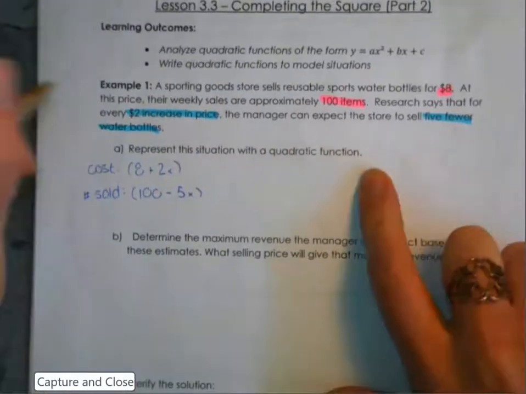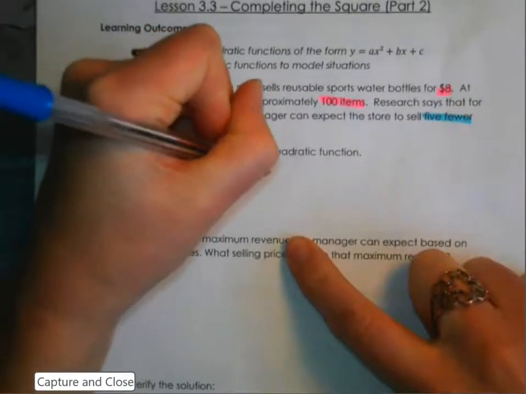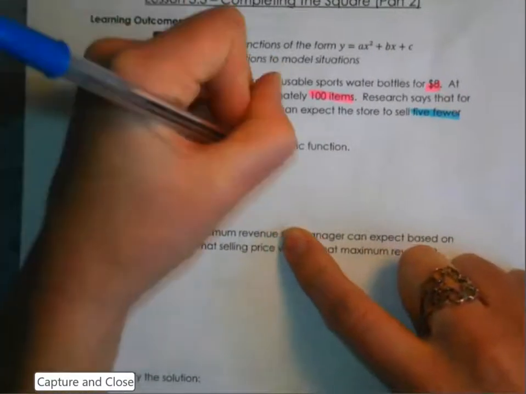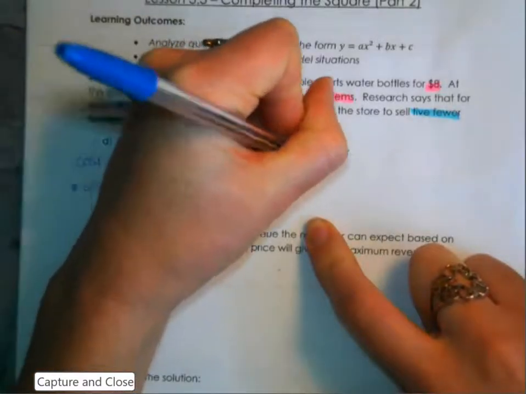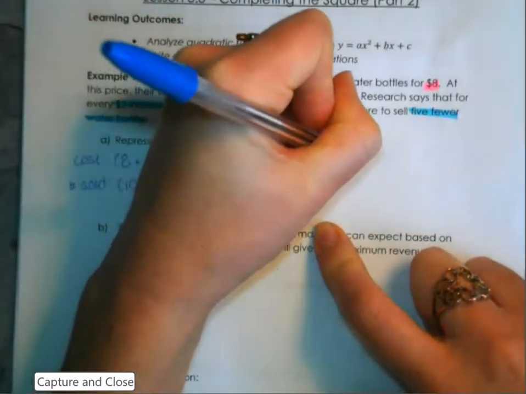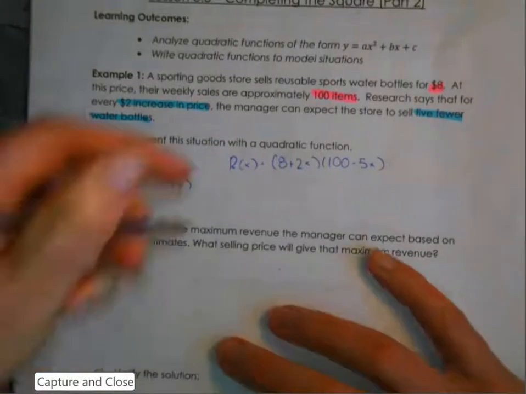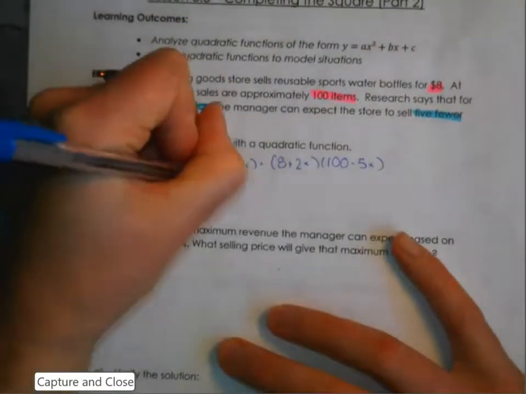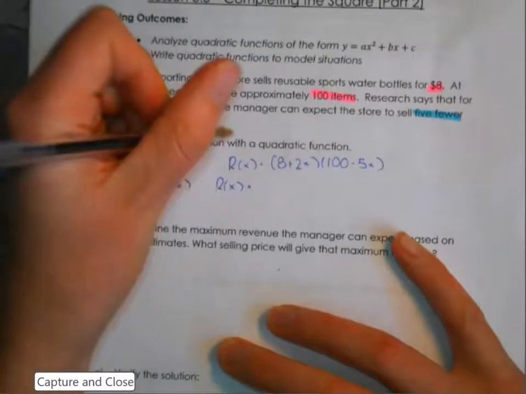Okay, so now we can write our quadratic function. So revenue is going to be equal to the cost, 8 plus 2x, multiplied by the number that are sold, so 100 minus 5x. Okay. Then remember the next thing that we want to do is to multiply that out. So it's going to be R(x), and remember you have to make sure that you multiply everything in the brackets.